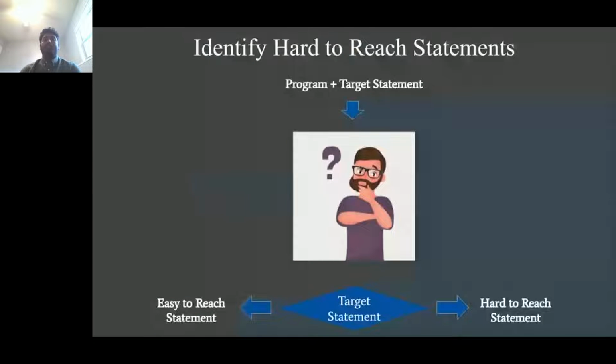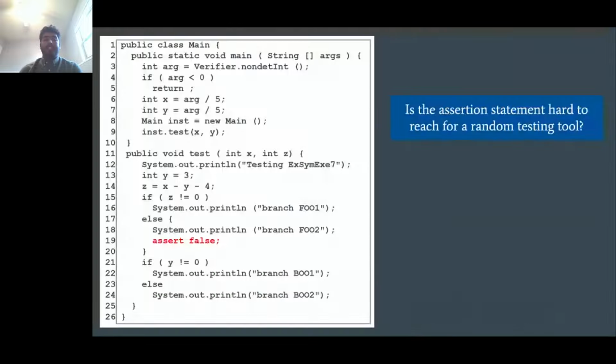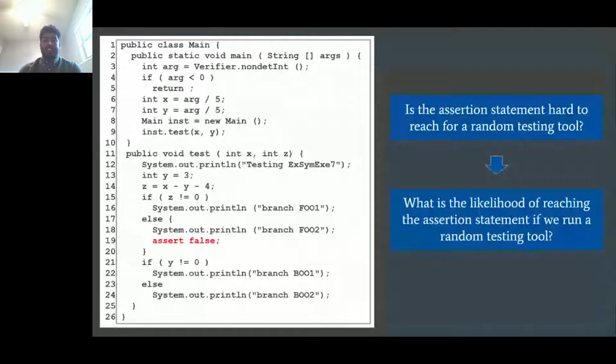PREACH is a technique that can identify if a target statement is hard to reach or easy to reach, given the program and the target statement. Let's consider this program from software verification competition benchmark. You can see there is an assertion statement. PREACH can answer questions like, is the assertion statement hard to reach for a random testing tool? Or to be more specific, PREACH can compute the likelihood of reaching the assertion statement if we run a random testing tool and the inputs are randomly generated.